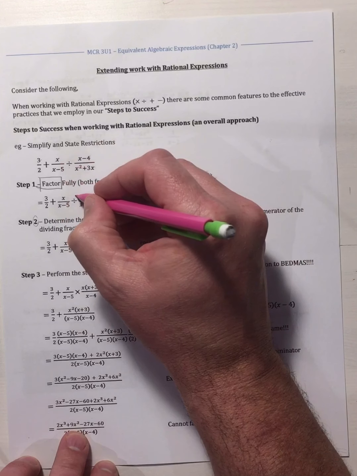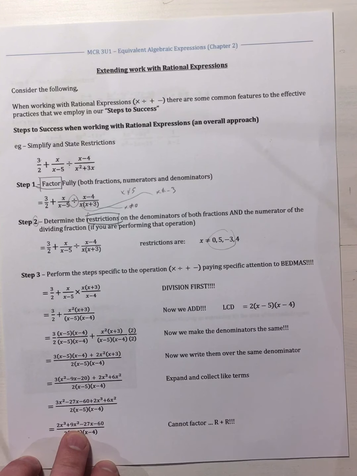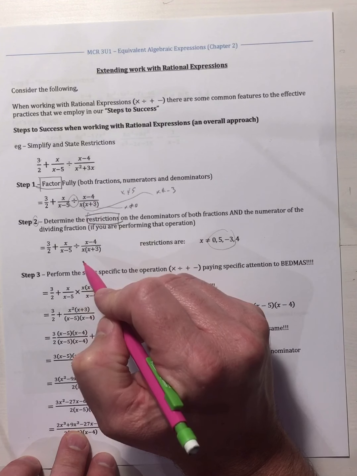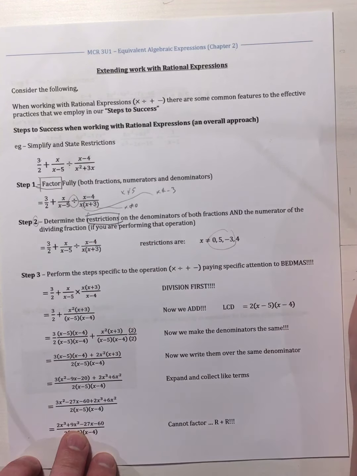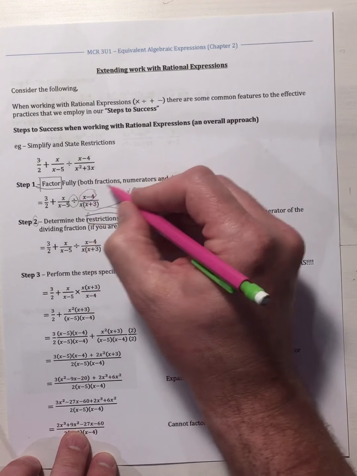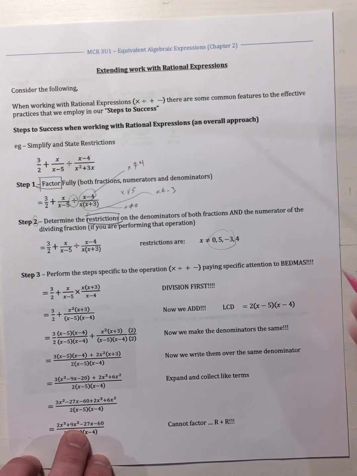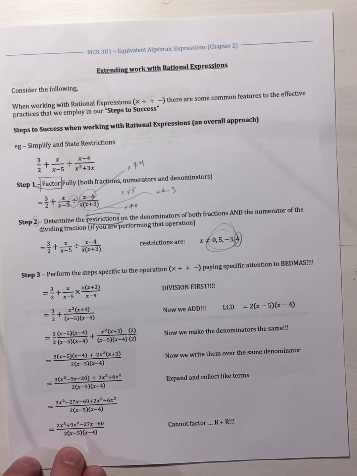However, remember, this is division. So for division, we have to worry about the numerator of the dividing fraction, or the fraction to the right of the division sign. So we also have a restriction where x cannot equal 4. So there are all our restrictions that are involved in there, including x cannot equal 4. Third step, of course, is we perform the operation.